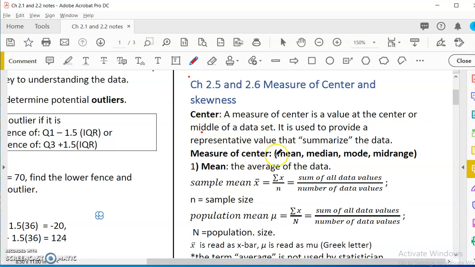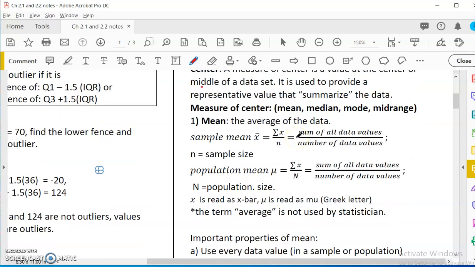There are different ways of calculating the center, and they each have their pros and cons. The first is mean, the second is median, the third is mode, and the last one is mid-range, which is less common. I'm sure you have heard of mean and median, but let's briefly go over them and particularly compare and contrast them for using them as a numerical summary of the center.